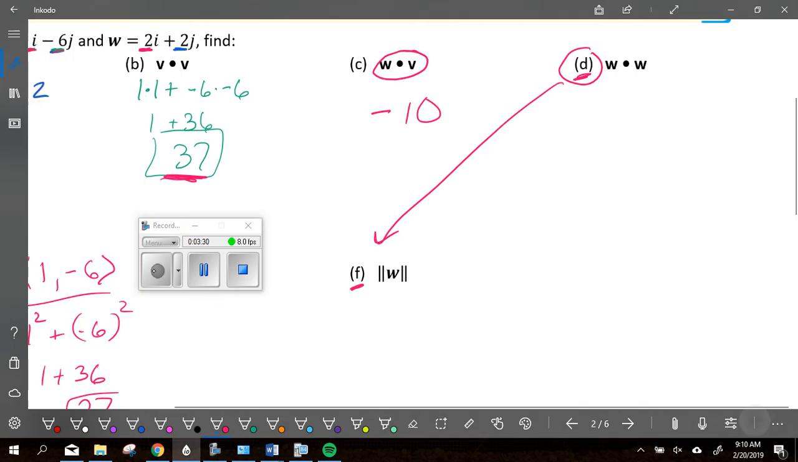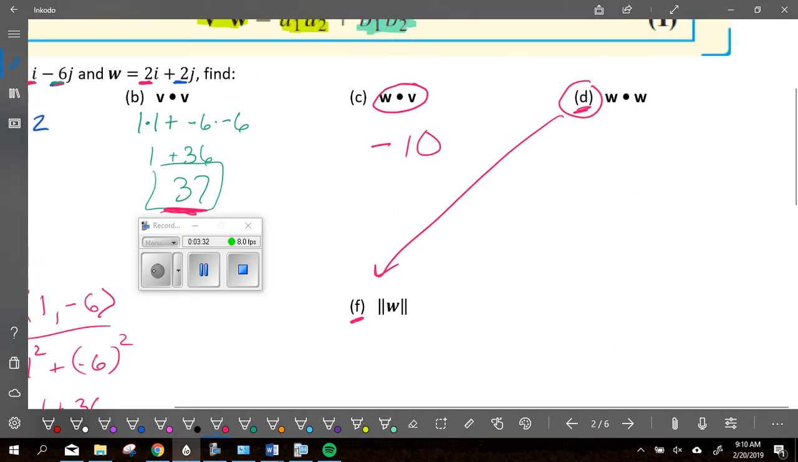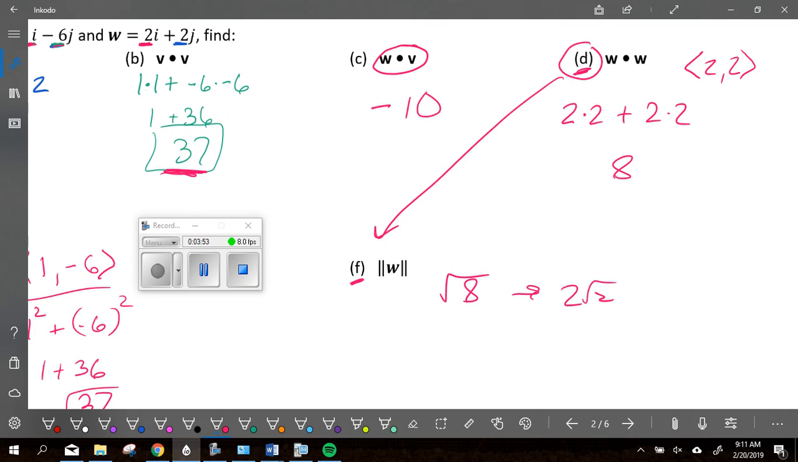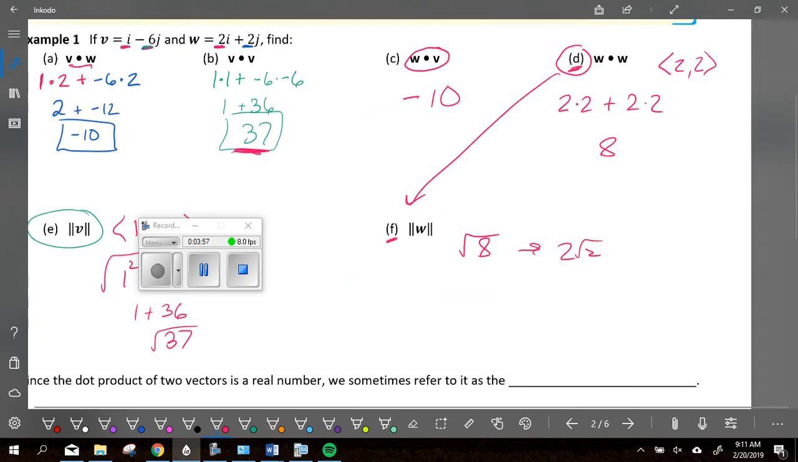Campbell, what'd you do to find W times W here? 2 times 2 plus 2 times 2. What'd you get for your dot product? 8. If 8 was your dot product when you took W times W, what did you find for your magnitude? Yeah, square root of 8, which is 2 radical 2. Those two things are combined. They're the same. They're very similar. Questions with dot product? They don't do a whole lot for you yet, but they can.